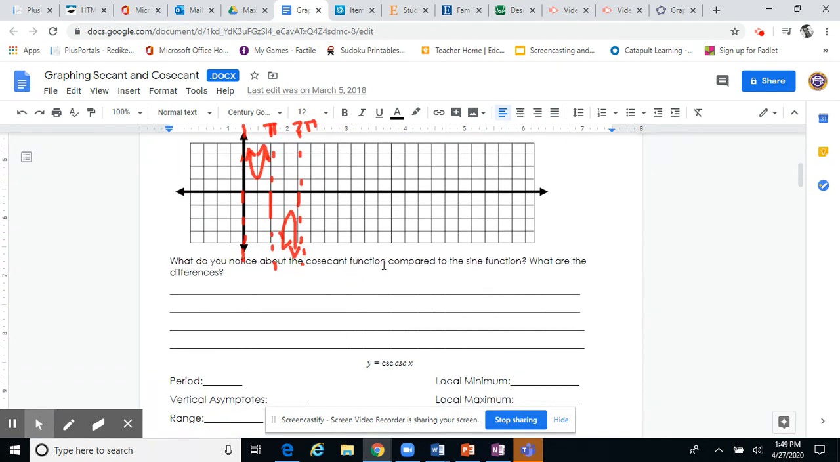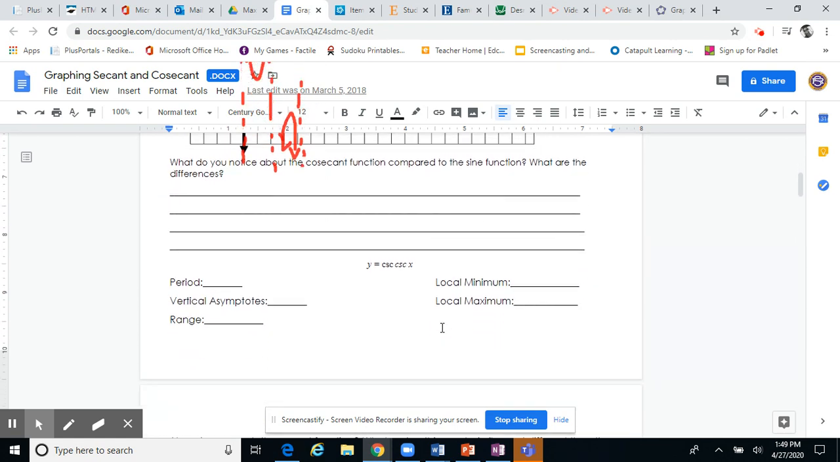What do you notice about cosecant compared to sine? I talked a little bit about some of this when we were looking at it on Desmos. The sine function is continuous. It goes on forever, whereas cosecant is not. That would be a difference. The minimum of this graph here is the maximum of sine and vice versa. You could write that down as well. And then here, we have some information. The period is 2 pi. The vertical asymptotes are on multiples of pi.